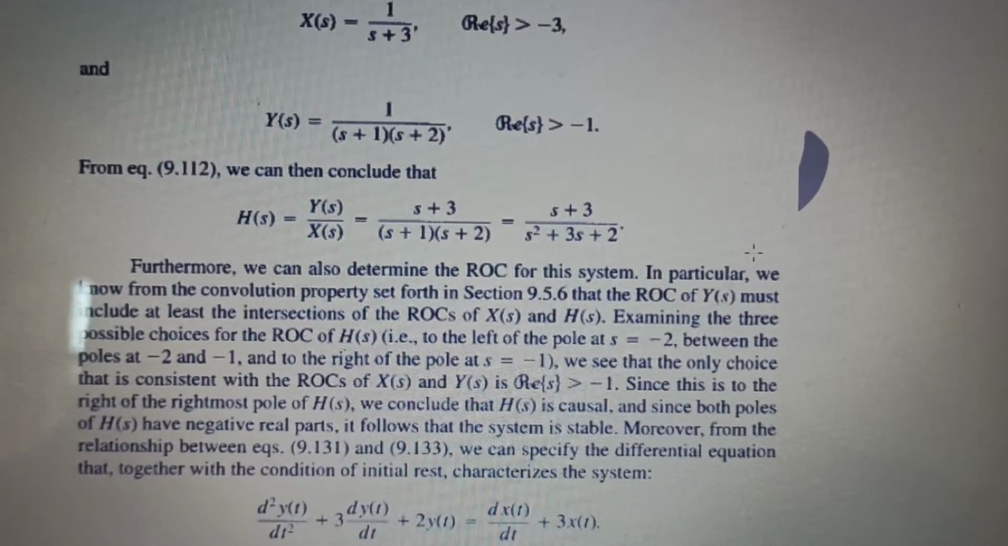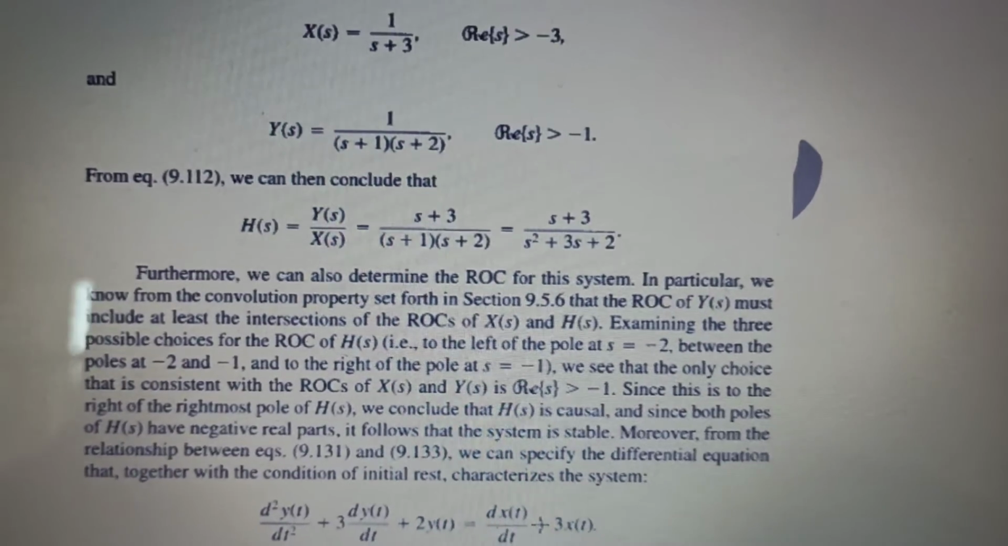And one more thing is very important. I can see from this problem. I will discuss it in the next class.